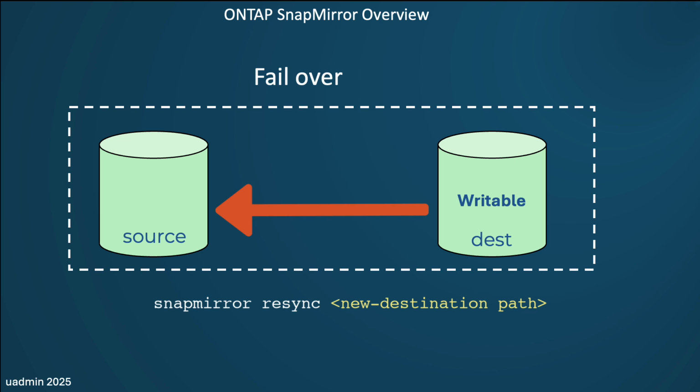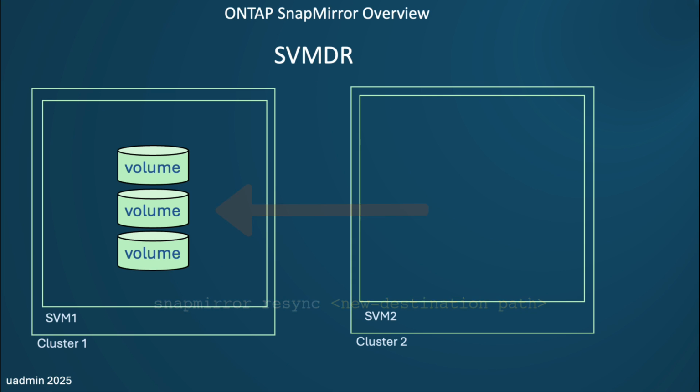Now, another very beautiful solution is SVM DR, or Storage Virtual Machine Disaster Recovery. This means that instead of replicating single volumes, you can set up an asynchronous relationship between two SVMs, where the source SVM will be a regular data SVM like any other, but the destination SVM is of the subtype DP-destination, and of course the SVMs need to be peered.